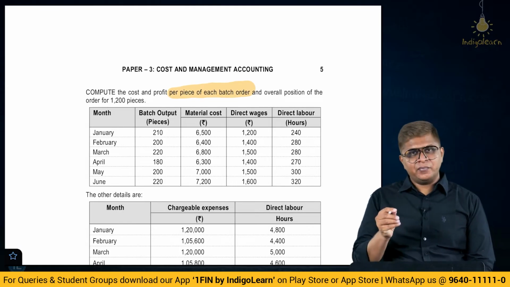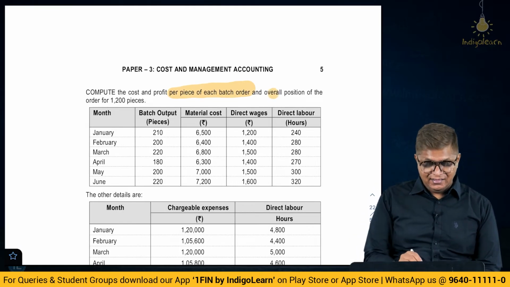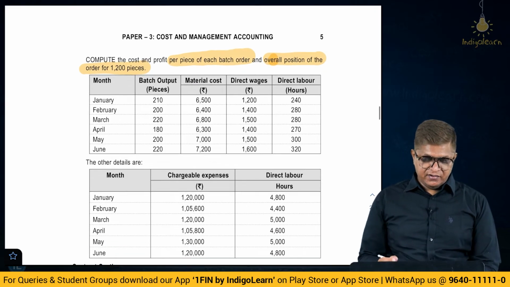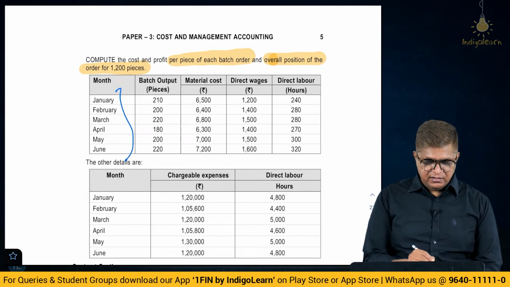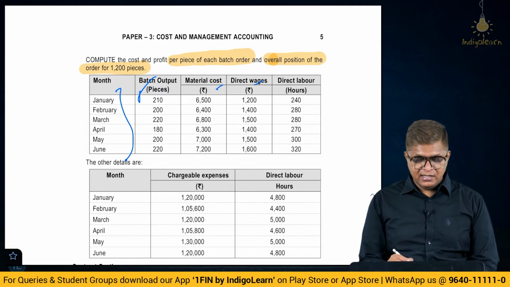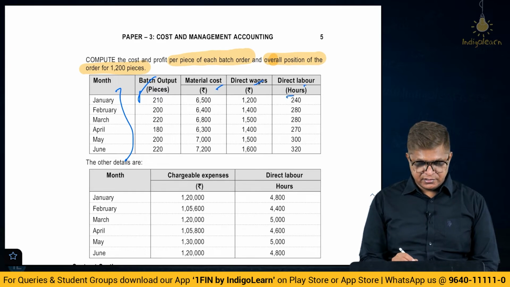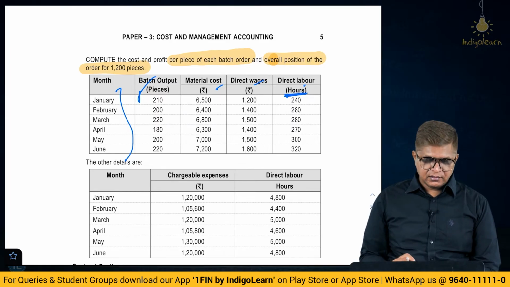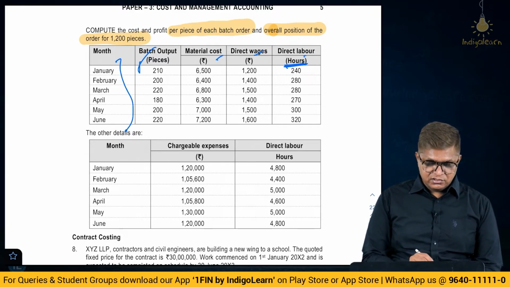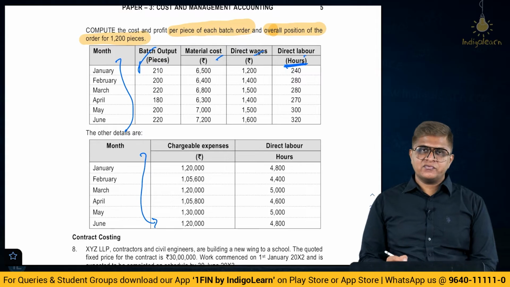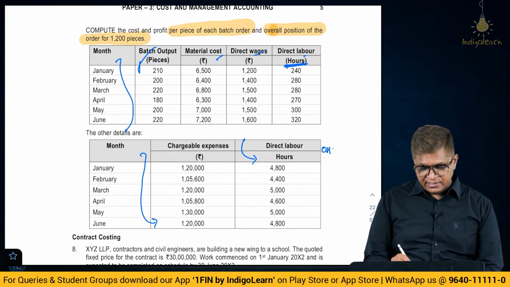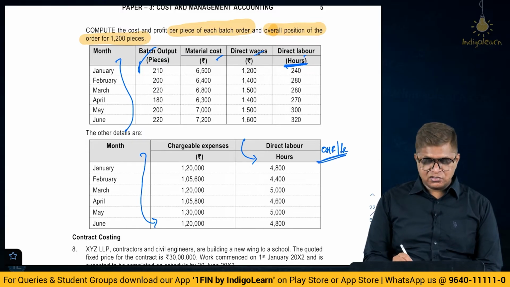So they want profitability per piece of each batch order separately, and they also want the overall position of order for 1200 pieces. So they have given us data for 6 months, wherein they have given us the number of pieces output for each batch, the material cost, wages cost, and the direct labor in hours. The other details are chargeable expenses, how much of overhead is to be recovered. So they have given what is the chargeable expenses for that month. They have also given the total number of hours for that month.